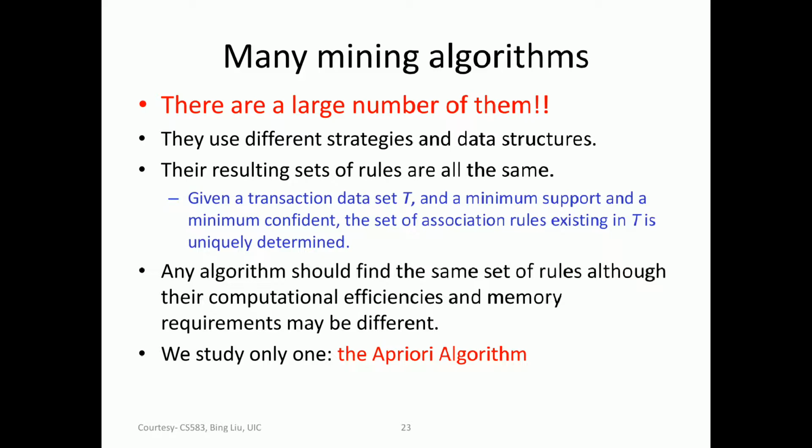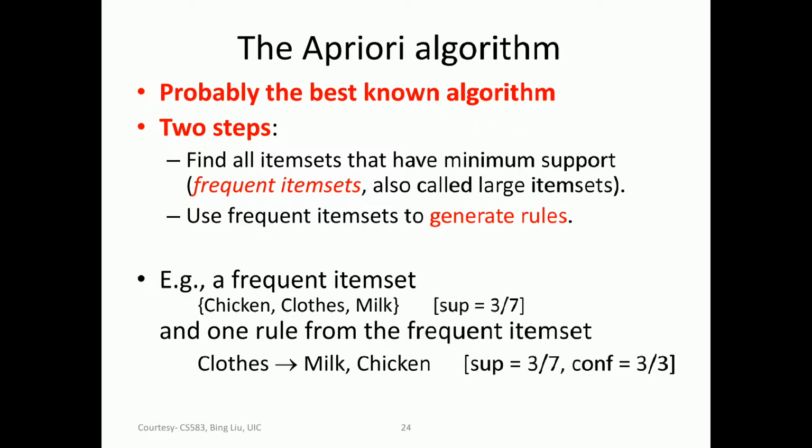Given a transaction data set T, a minimum support, and a minimum confidence, the set of association rules existing in T is uniquely determined. Any algorithm should find the same set of rules, although their computational efficiency and memory requirements may be different. Now we will study only the Apriori algorithm, which is probably the best known algorithm for association rule mining.